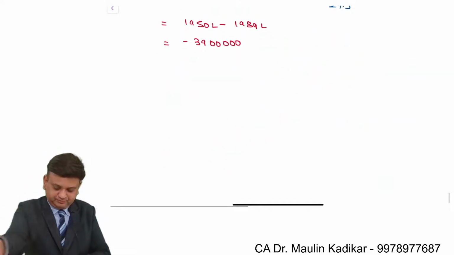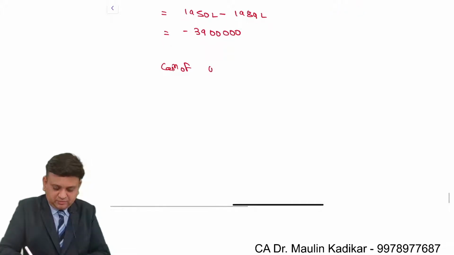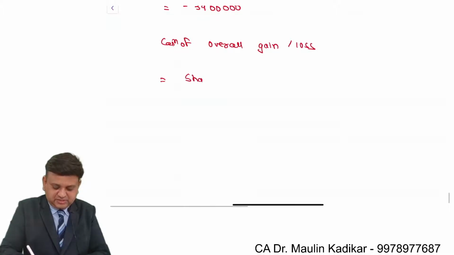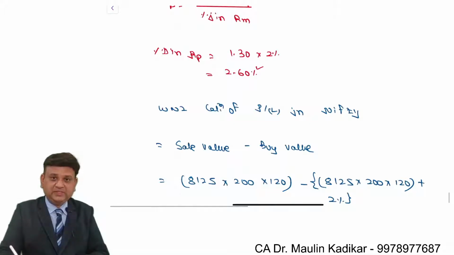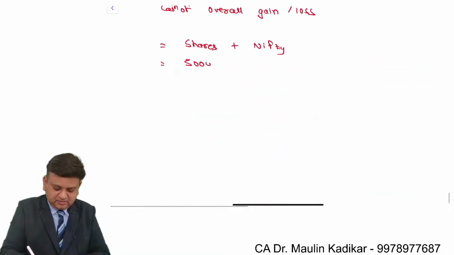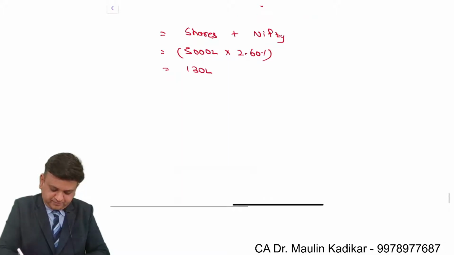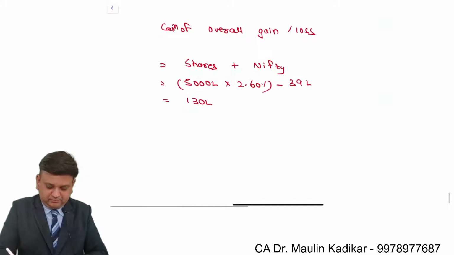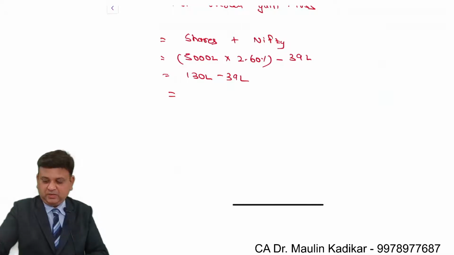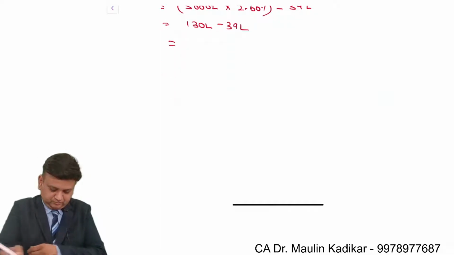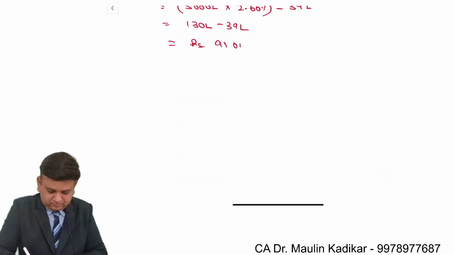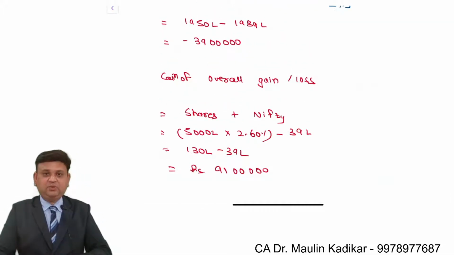Okay, after that, calculation of overall gain and loss. What will we do for that? Shares plus Nifty. The price of our shares, what will it be? It increased by 2.6%. So 5000 lakhs into 2.6%. This is what you gain. So that comes to 130 lakhs. And in Nifty, what happened? A loss of 39 lakhs. So overall, what will it be? A profit of 91 lakhs. This is what we understand as the overall gain or loss.